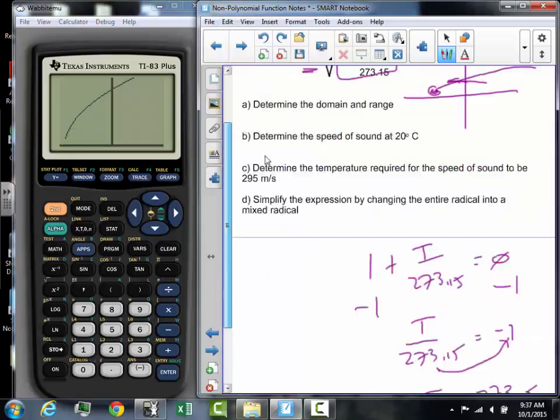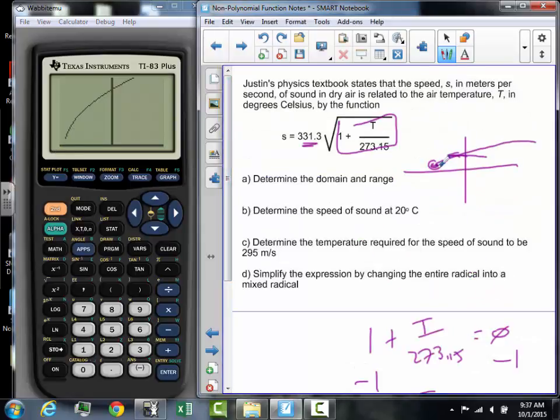If I was asked to sketch this graph, I guess this kind of works. That point right there apparently would be negative 273.15, comma something. That makes sense? What would the other coordinate of that point be? Anybody know?